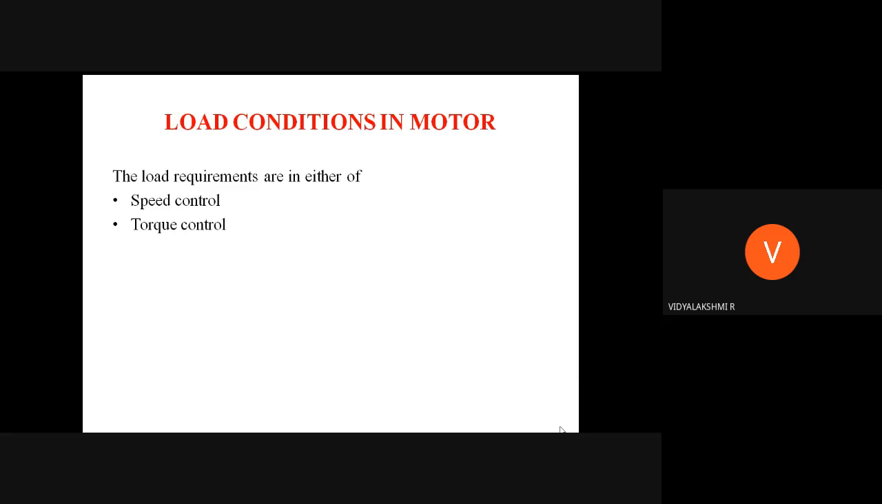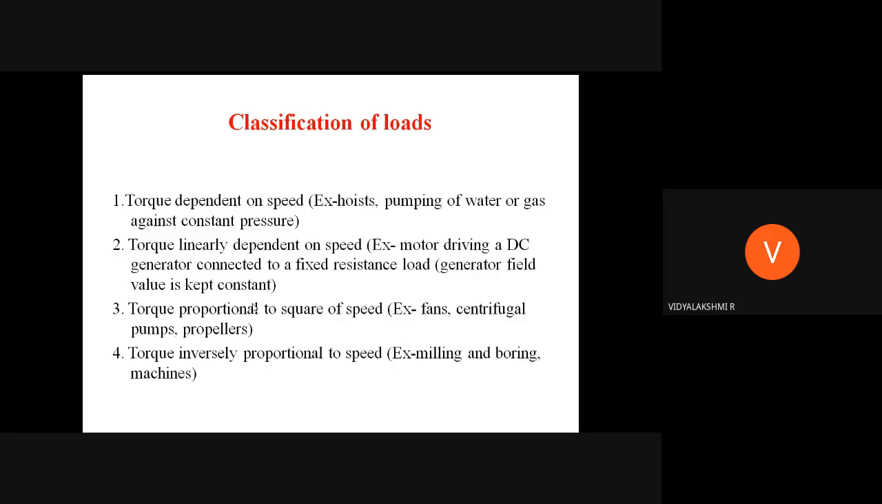As already said, while selecting a drive for a motor, the first thing we should consider is the speed torque characteristics. It depends upon the speed and torque, the motor characteristics, and then the drive characteristics will be varying. So the first condition is to choose the load requirement depending upon the speed and torque. This is the main thing we have to do while selecting a drive for a motor. The load requirements are either speed control or torque control. So this is the classification of loads.